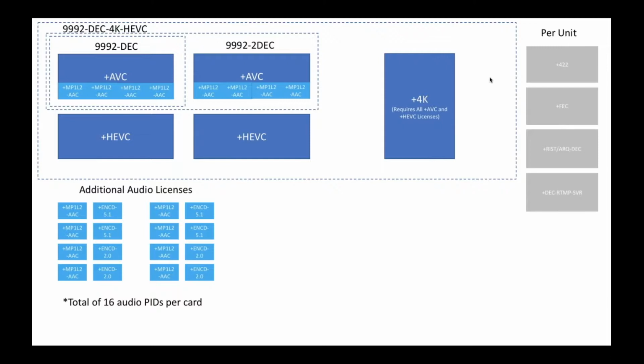There are also per unit options where you can order forward error correction or FEC or the RIST option for the decoder. We can also license on from our old platform what we call our DEC RTMP SVR. That stands for server. So this card can act as an RTMP server to receive signals from the internet. And then in terms of total audio channels, the card as a whole can hold up to 16 audio PIDs or 32 audio channels. And again, those are floating licenses that can be applied to either channel.